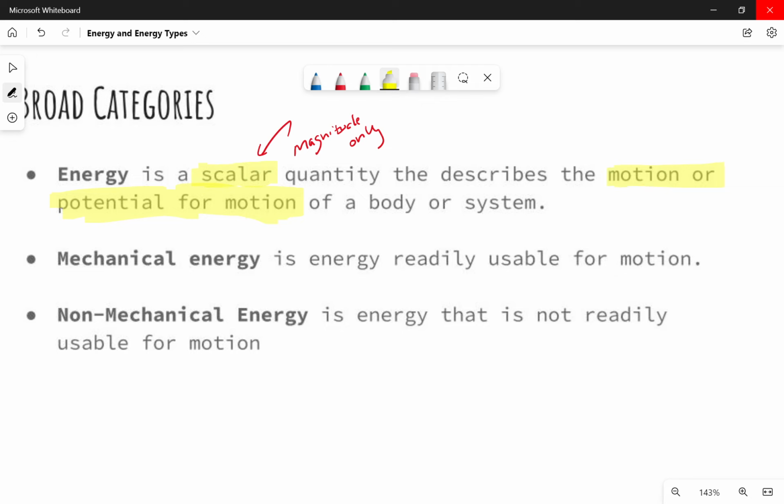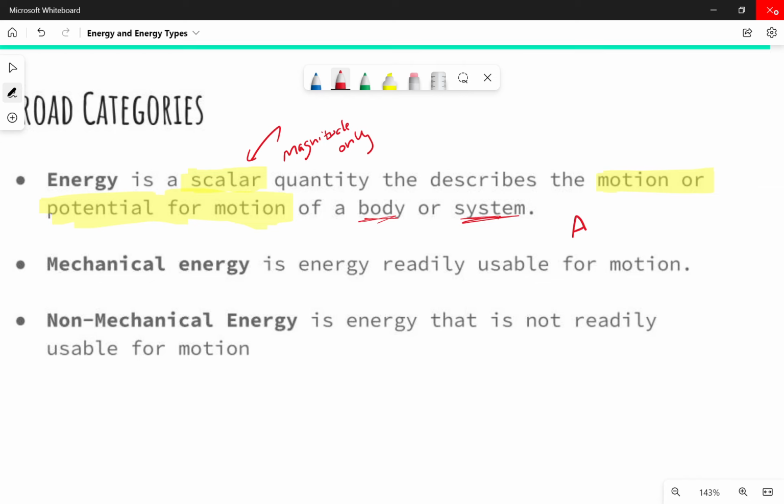And the last thing I want you to clue in on is this idea of a body and a system. Especially for AP, we're really concerned with what's going on with a system. So we're going to be very careful to think about how we're defining our system and what goes into that and what doesn't.